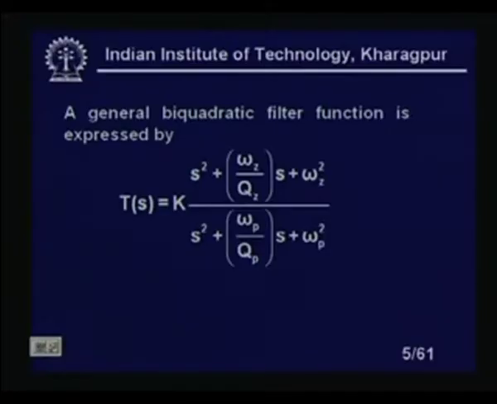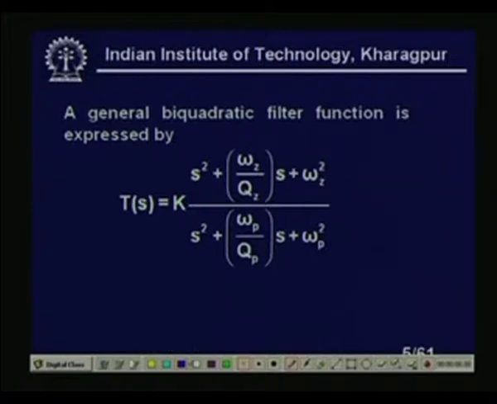Now, a general biquadratic filter function is expressed by T(s) = K (s² + (ωz/Qz) s + ωz²) / (s² + (ωp/Qp) s + ωp²), where this is a generalized second order structure.